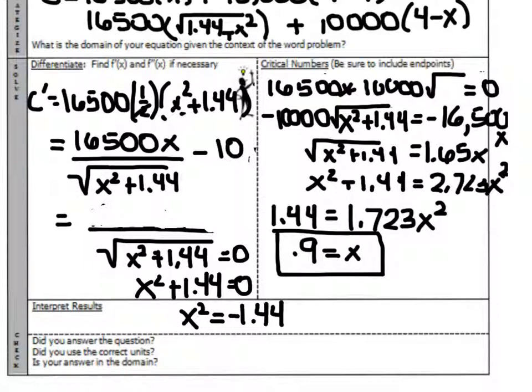Okay, now did you answer the question? Yes, we found the location of P. Correct units? Yes, 9/10 of a kilometer. And is it in the domain? Yes, it is. Very good.